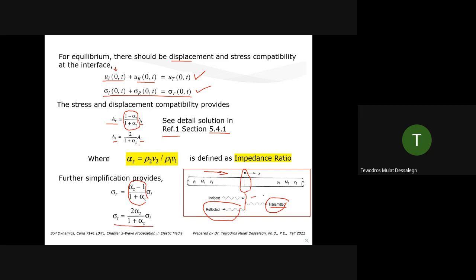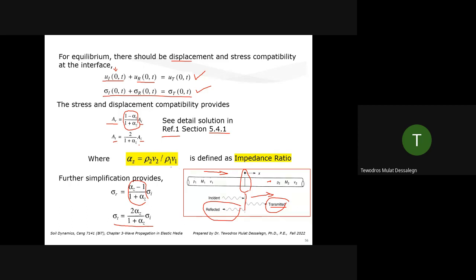So we can tell how much is transmitted. This alpha z is called the impedance ratio. Impedance ratio is the ratio of density times velocity. Density 2 of the material, this. If a wave is propagating in this direction, this is material 2. The density of material 2 times the wave velocity in material 2, in this case a P wave, divided by the density of material 1 times the P wave velocity of material 1. This ratio is called the impedance ratio.